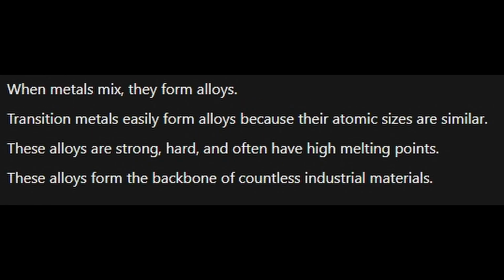When metals mix, they form alloys. Transition metals easily form alloys because their atomic sizes are similar. These alloys are strong, hard, and often have high melting points. These alloys form the backbone of countless industrial materials.